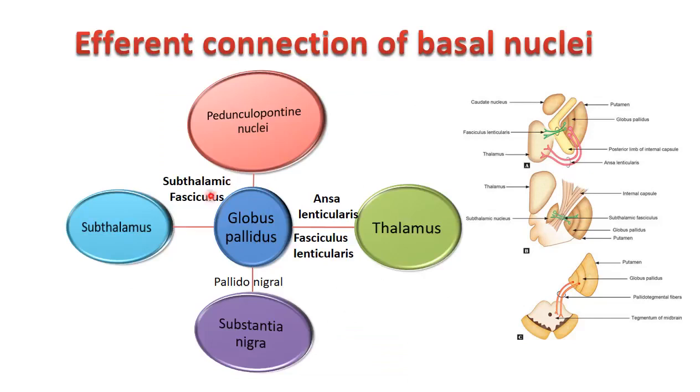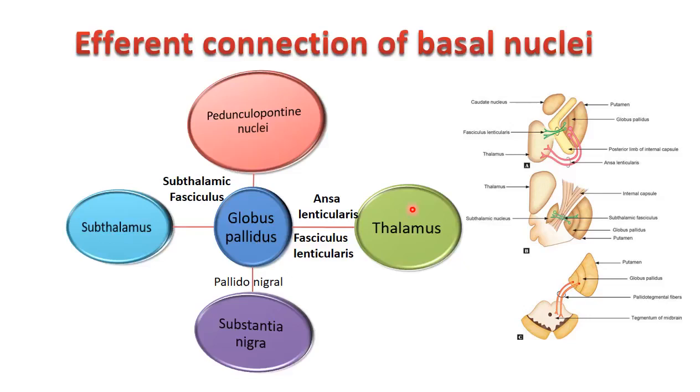From the globus pallidus, the main efferents are, as you are able to see, the fasciculus lenticularis and ansa lenticularis. Through the ansa and fasciculus lenticularis, they project to the thalamus, mainly your ventral anterior and ventral lateral nuclei of the thalamus. So through them they are projecting to the thalamus, and from the thalamus it goes to your sensory motor cortex.